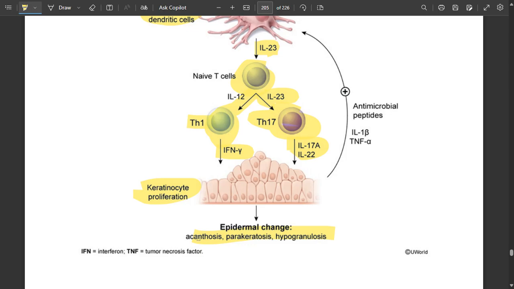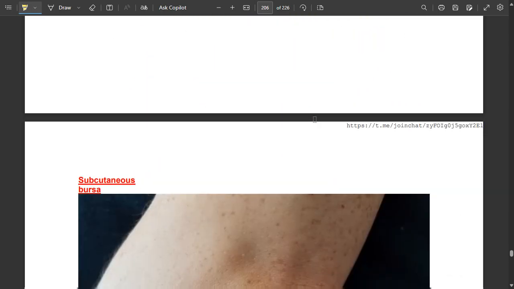So if there is any mucosal barrier or epidermal barrier disruption, wherever it is, then dendritic cells are activated. Interleukin 23 and interleukin 12 are secreted, which activate the naive T cells, and Th1 cells are stimulated, by which they secrete interferon gamma and cause epidermal changes, while interleukin 23 causes stimulation of Th17 cells, whose interleukin 17A and interleukin 22 stimulate epidermal changes in the skin. Antimicrobial peptides, TNF alpha, and interleukin 1 beta again stimulate interleukin 23.